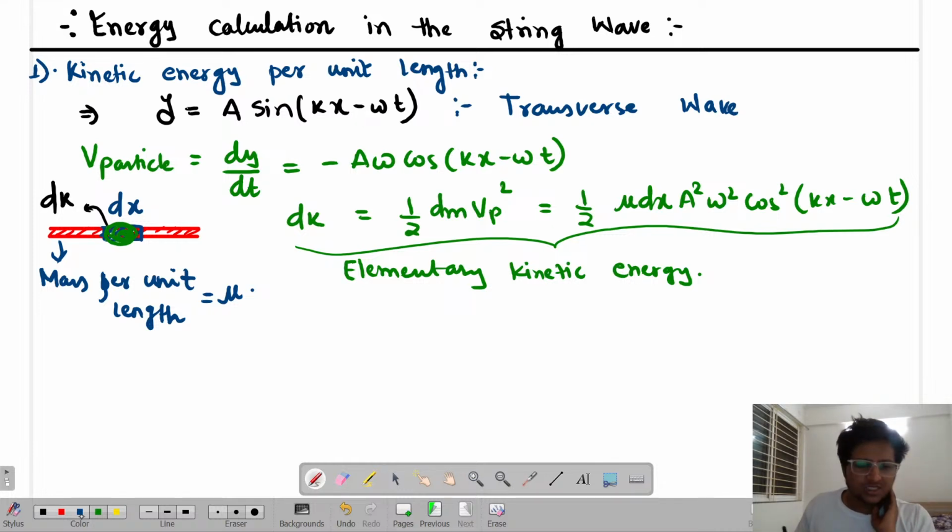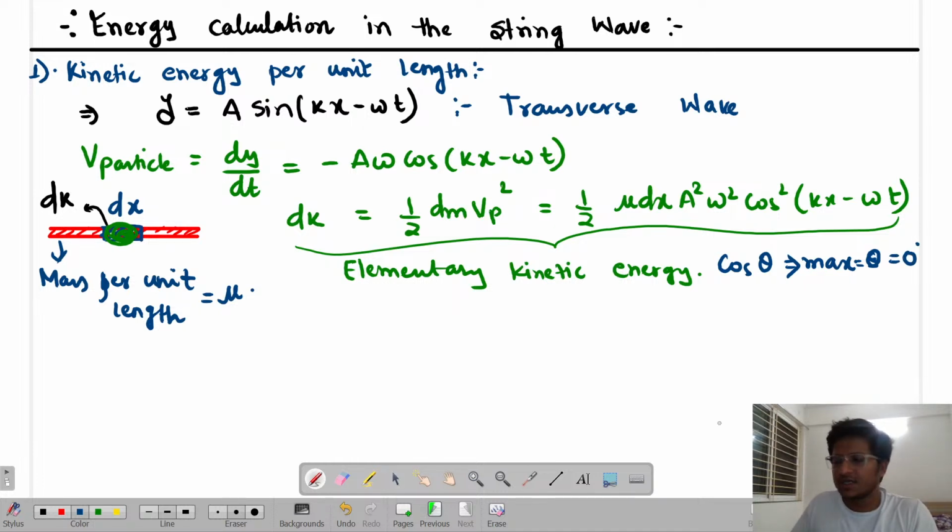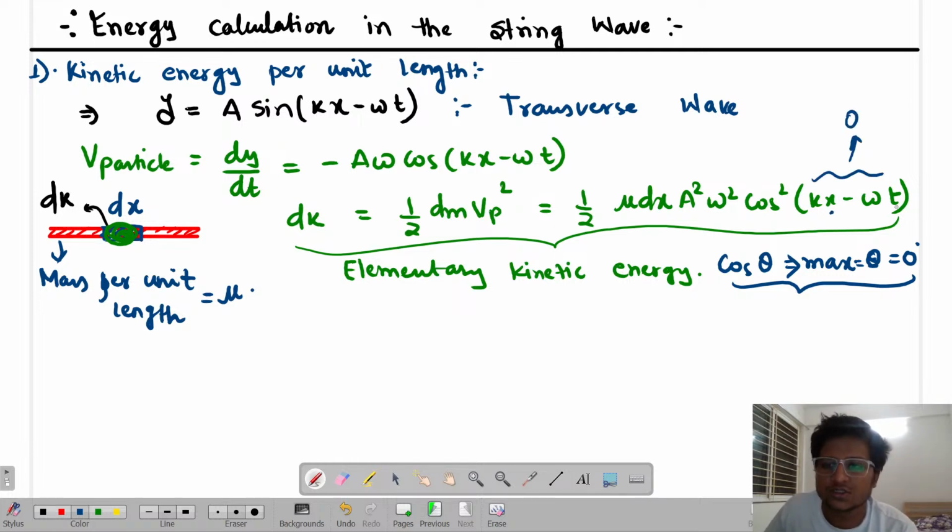You see that this kinetic energy is related to cos²(kx − ωt). Cos θ is maximum for θ equal to 0 degrees. Means if the initial phase is 0, then the whole term is 0. That is only when x is 0 and t is equal to 0. So look over here, we get the answer.